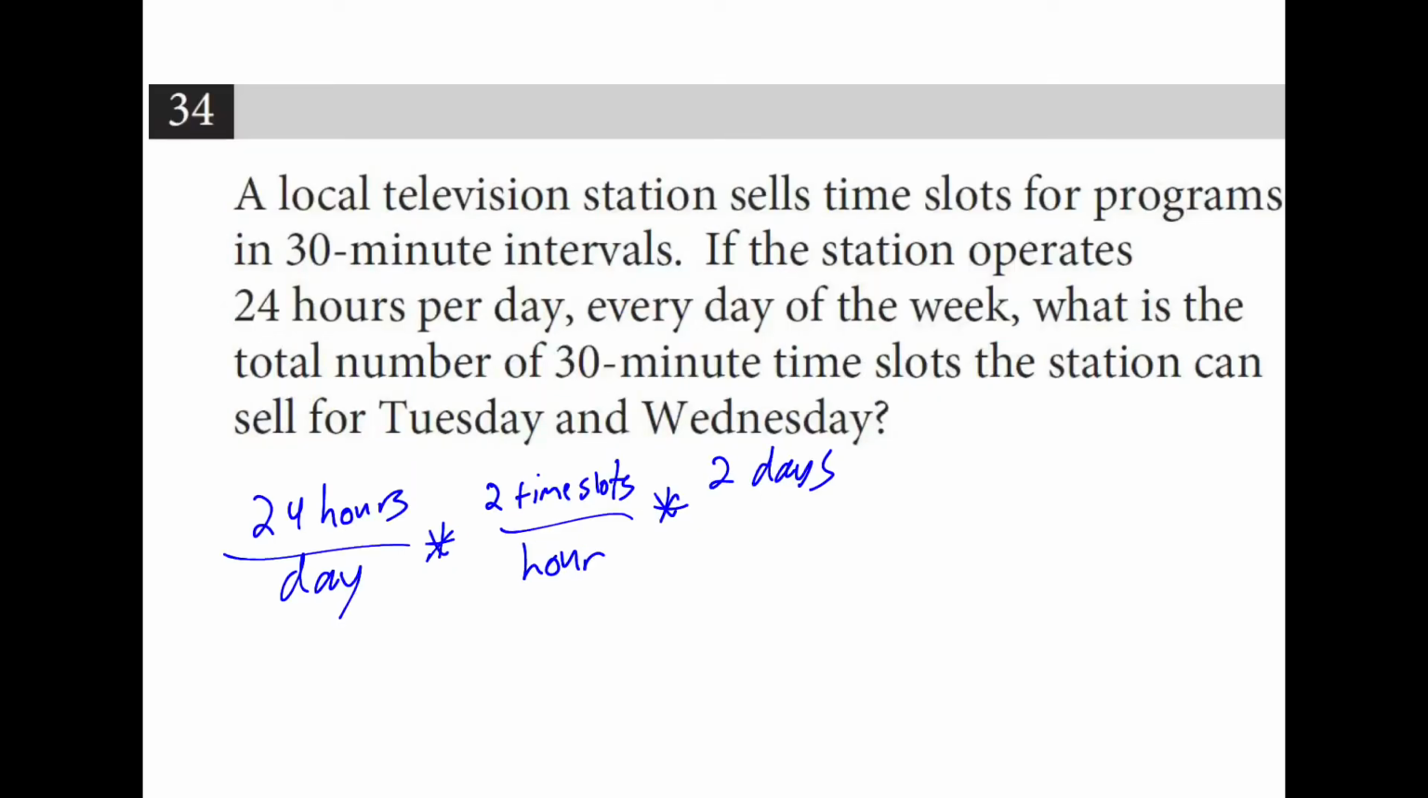So 24 hours in a day times 2 time slots per hour times 2 days. We're left with a number of time slots. And that number is 96.